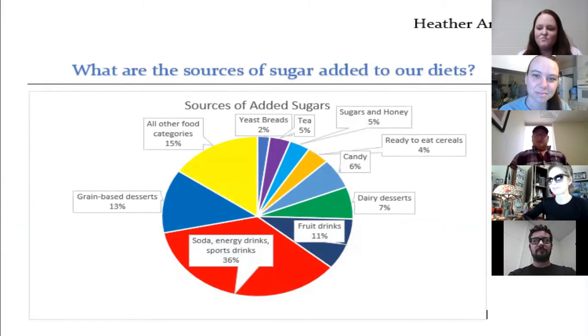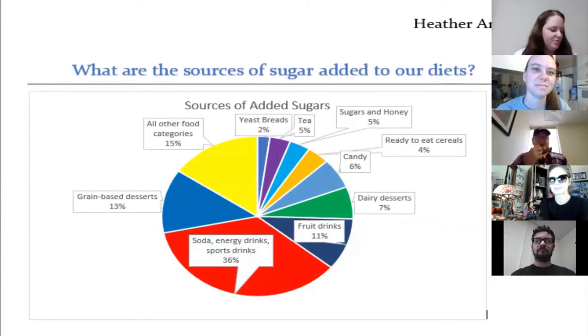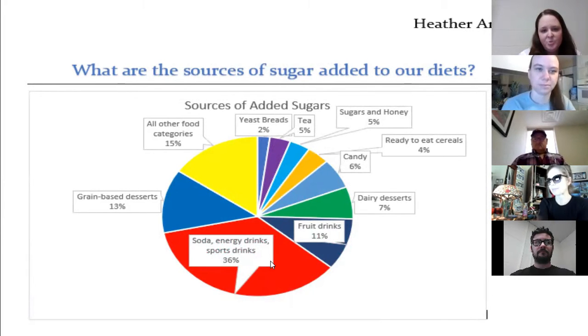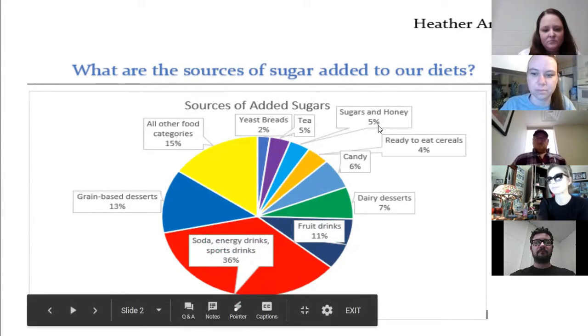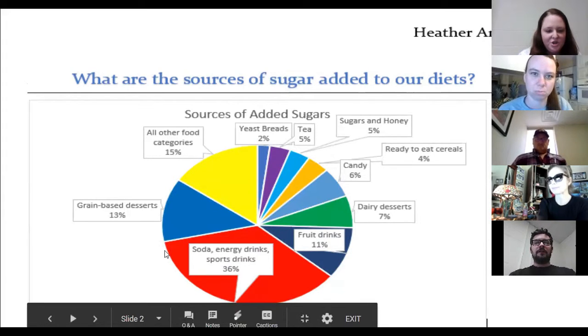What are the sources of sugar added to our diets? On my pie chart, it shows the different sources by percentages. Bread has 2% added sugar. Tea has 5% added sugar. Sugars and honey, 5%. And the biggest one is soda, energy drinks, and sports drinks. That says 36% added sugar in our diet. That just seems like an extreme amount. I think we just need to watch our sugars.